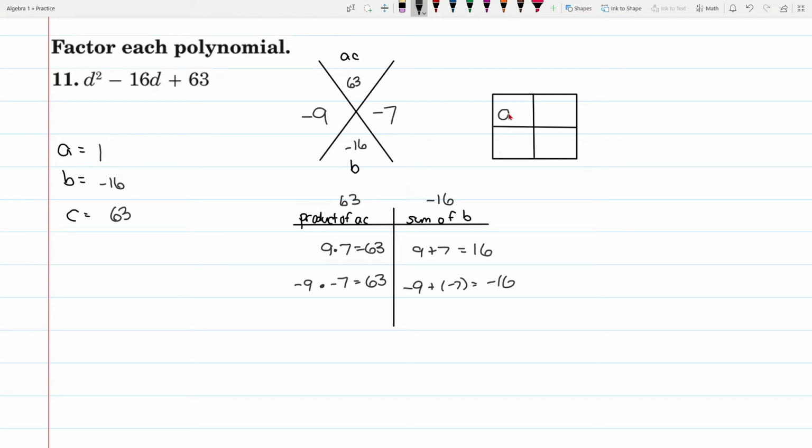So we put in our d squared and our 63. We put in a negative 9d and a negative 7d. Now we try to pull out the greatest common factors. We have d, and in this one it's minus 7. This is a d. Here it's a minus 9. That means we are left with d minus 7 times d minus 9.